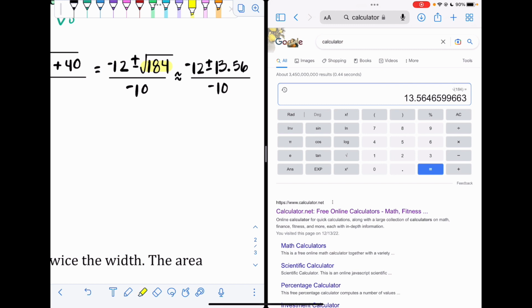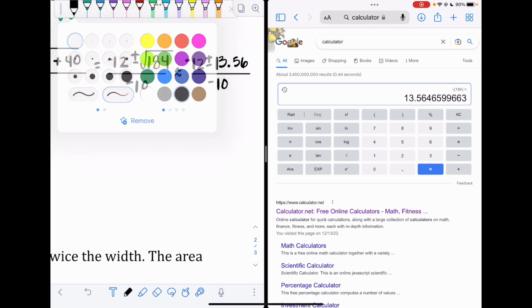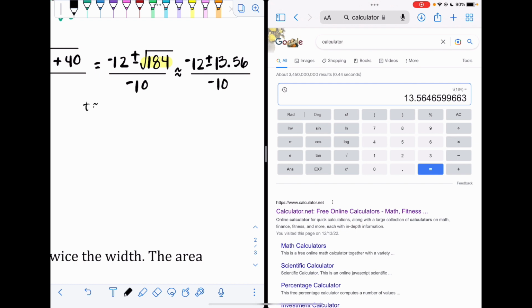And now that I have a number that doesn't have a radical, I can go ahead and create my two different equations and get both of my answers. So I'll say t is approximately negative 12 plus 13.56 over negative 10, and the other is t is approximately negative 12 minus 13.56 over negative 10. So everything in the problem stayed exactly the same. It's just one had a plus and then one had a minus is the only change.